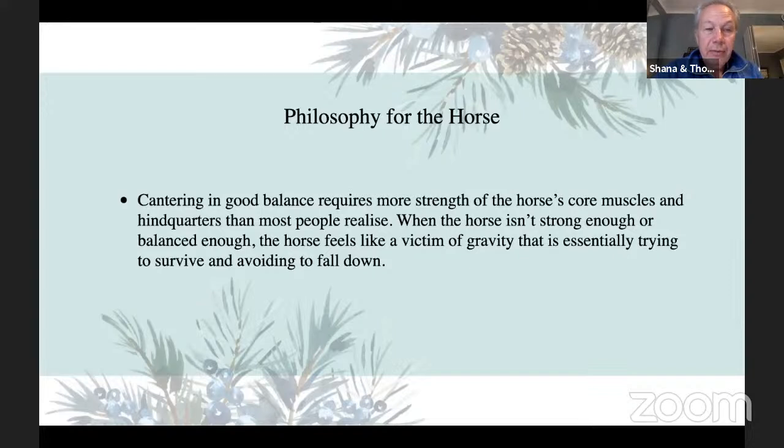So then, cantering in good balance requires more strength of the horse's core muscles and hindquarters than most people realize. And when the horse isn't strong enough or balanced enough and you ask him to canter, then he'll feel like a victim of gravity, and he's just trying to survive and trying to avoid falling down. That's something that people underestimate, how difficult it is for the horse to canter well, uphill, round, straight, with the rider's weight on his back. That's a significant muscular effort, right?